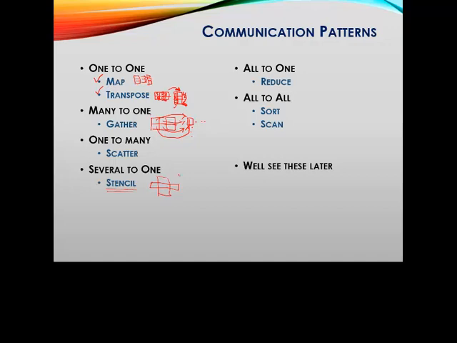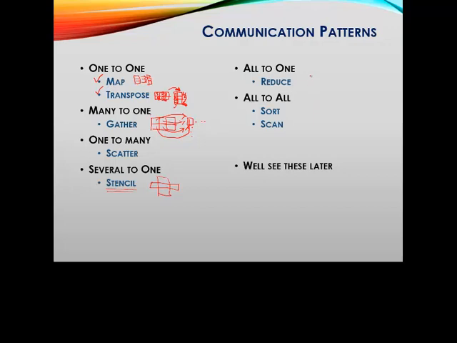There are three different kinds of communication patterns we haven't discussed so far. We will talk about them later. They're in the form of all to one, which we call a reduce operation, and all to all. Sort and scan operations are all to all operations.